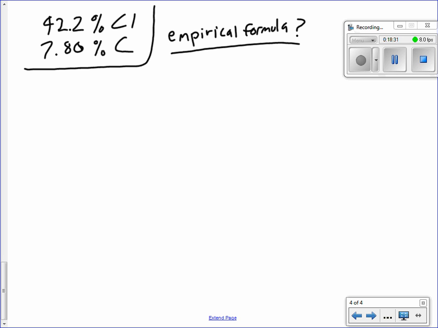Alright guys, for the sake of time, I don't want to make this video like an hour long, so I'm just going to give you the answer. This should be carbon tetrachloride, CCl4. Okay? CCl4.